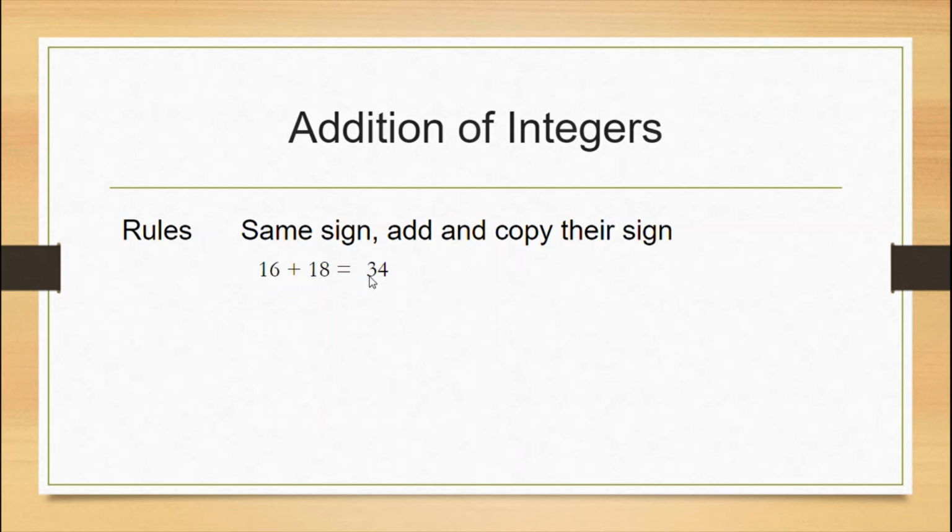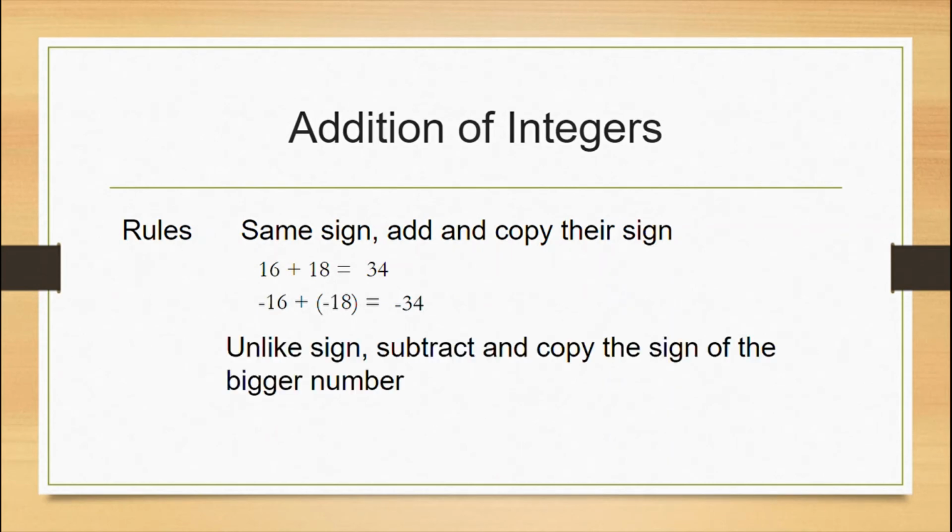Okay, so let us try to have another example. Negative 16 plus negative 18. Negative 16 and negative 18 are the same sign. They have the same sign, and that is negative. Okay, since they are negative, we're going to add. So 16 plus 18 is 34, and lastly, we need to copy their sign.